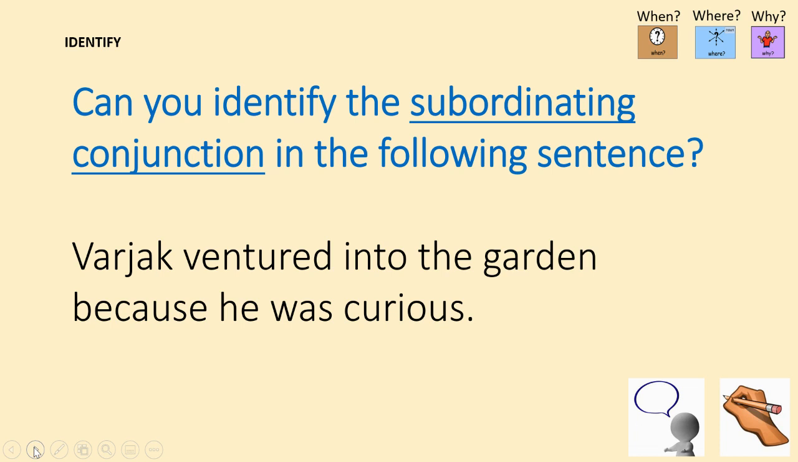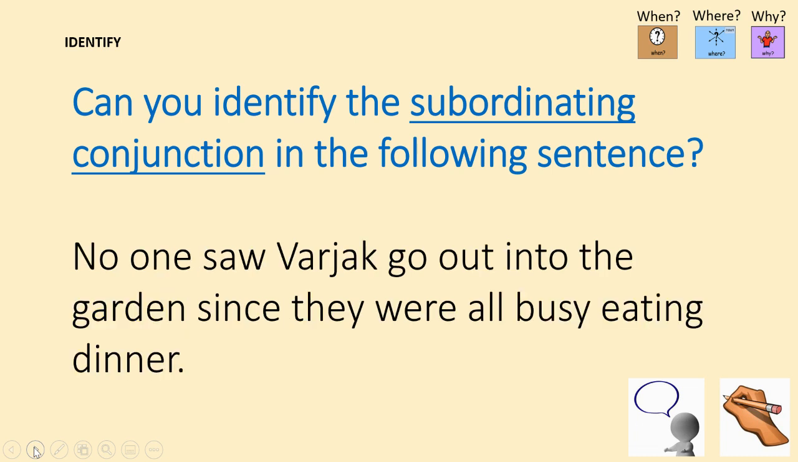Okay, which is a subordinating conjunction in that sentence? I know you all know it. I want you to say the subordinating conjunction out loud and then write it down in front of you quickly now. Okay, and here's the answer. The answer is because. Varjak ventured into the garden because he was curious. Okay, right. We all know what we're doing. Let's have a look and see if we can identify the subordinating conjunction in this sentence. We're going to read this sentence together. Let's go. No one saw Varjak go out into the garden since they were all busy eating dinner.